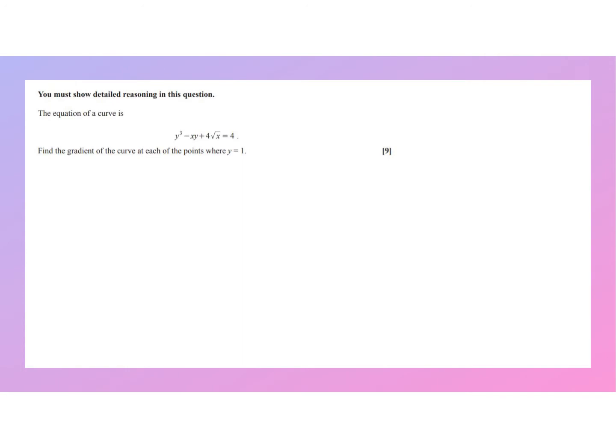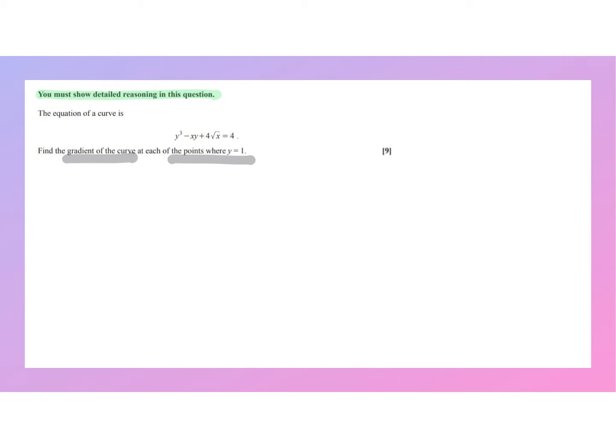So immediately at the start of the question we must show detailed reasoning, so it's really crucial that we show every step of working here. Here's the equation of a curve and we've got to find the gradient of the curve at each of the points where y equals 1. So we're looking for the gradient and we're also interested in the points where y is equal to 1. So let's take this in two parts.